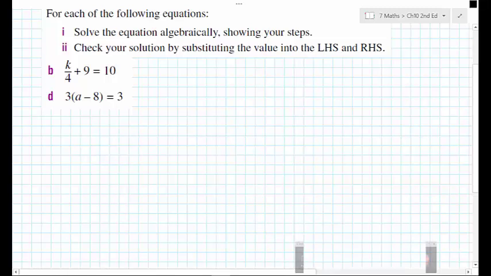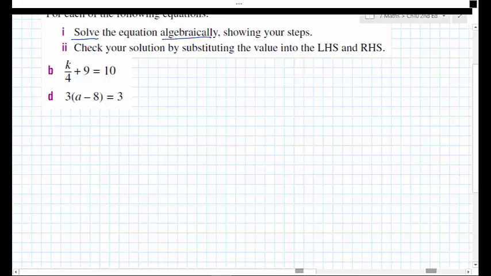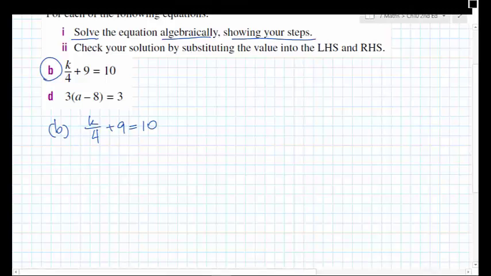Okay, so this question wants me, for each of the equations below, to solve algebraically, showing all steps. Let's have a look at B. For B, I want to have a look at k on 4 plus 9 equals 10. Here I want to solve for the unknown, which is k.